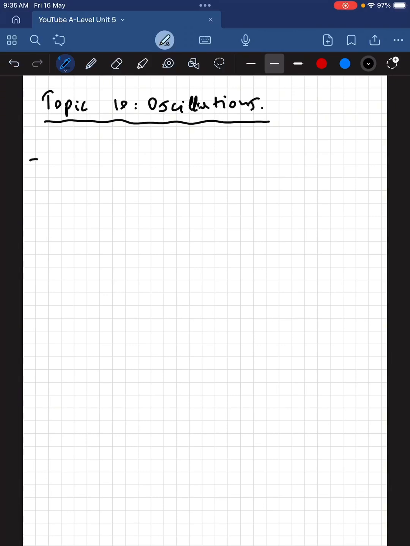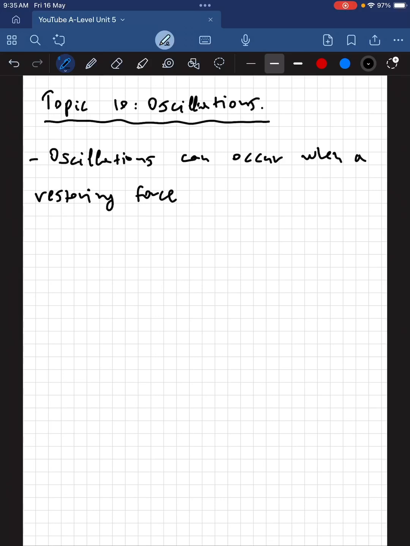So what are oscillations? Oscillations can occur when a restoring force, and I'm going to explain in a while what a restoring force is, keeps bringing an object back to its equilibrium position.